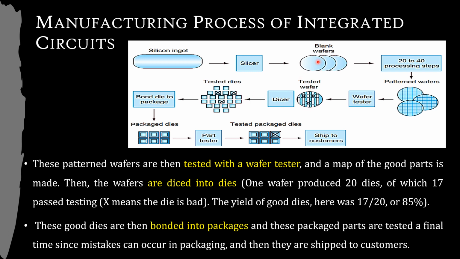One wafer produces 20 dies, of which 17 passed the testing. The X means the bad die, so the die which is bad is shown with an X. Out of these 20, 17 passed the testing, so the yield is 17 by 20, that is 85%. Out of the total 20 dies, 17 are good, and so the yield of good dies is 17 by 20, that is 85%.